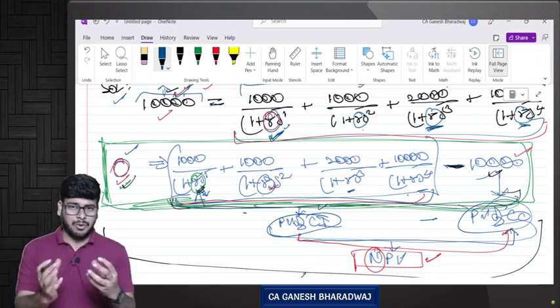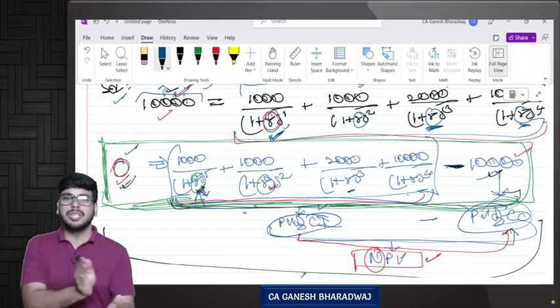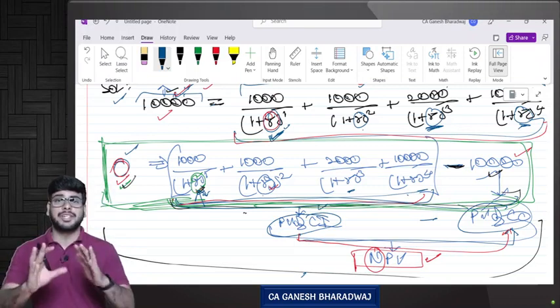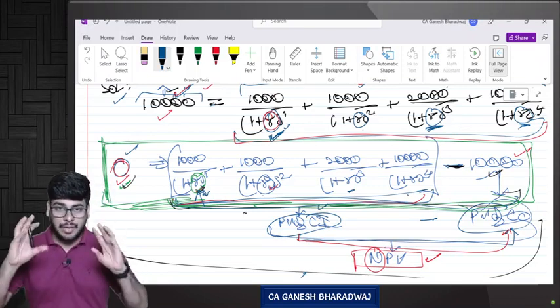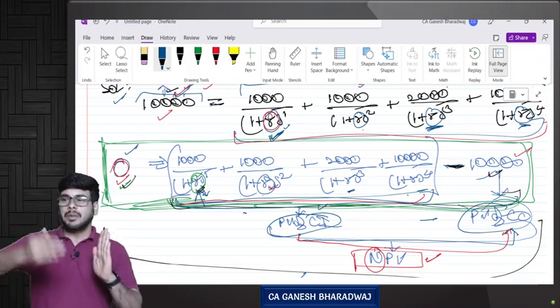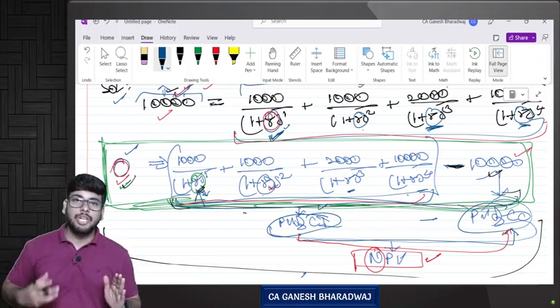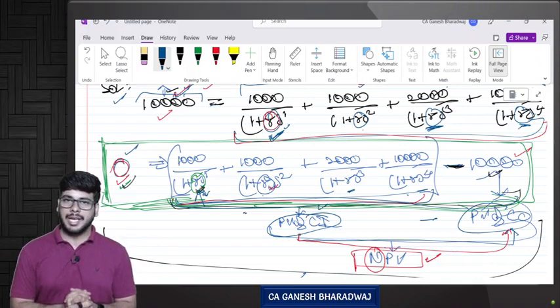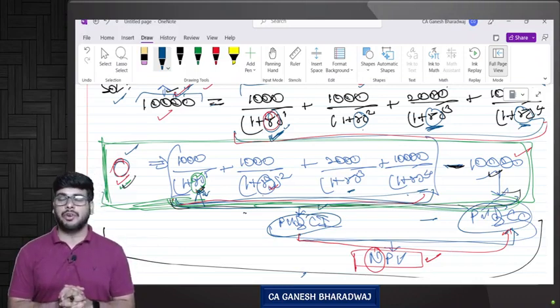Yes, of course. There is something called interpolation, using which you can slightly reduce your workload. What it is, I will tell you. Don't worry about it. So first of all, understand that when there are multiple cash flows, if you want to calculate IRR, there is no single formula for you to calculate IRR.